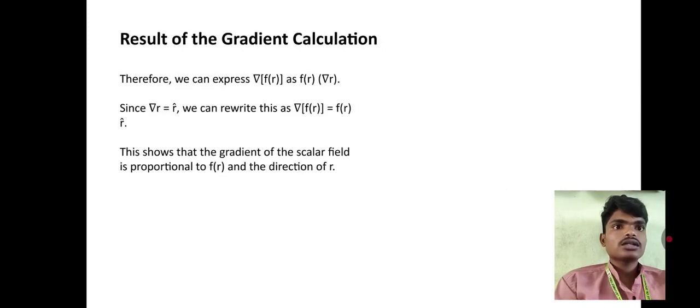Result of gradient calculations. Therefore, we can express del f of r as f'(r) del r. Since del r is equal to r by modulus r, we can abbreviate this as del f of r is equal to f'(r) r̂. This shows that the gradient of the scalar field is proportional to f'(r) in the direction of r.